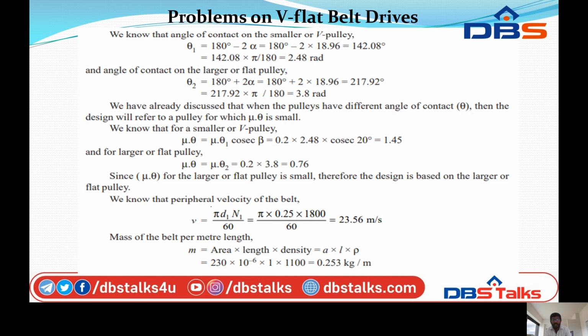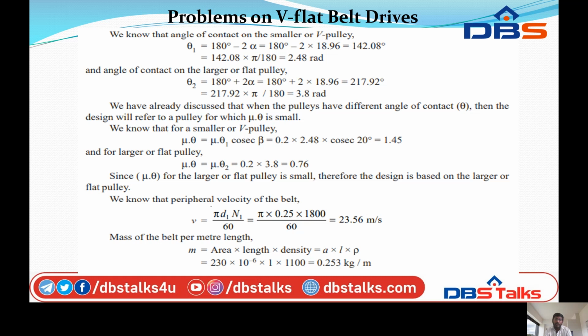And the angle of contact on the large or flat pulley, theta 2, is equal to 180 plus 2 alpha, that is equal to 180 plus 2 into 18.96, that is equal to 217.92 degrees. This will be converted into radians. So 217.92 into pi by 180 is equal to 3.8 radians.